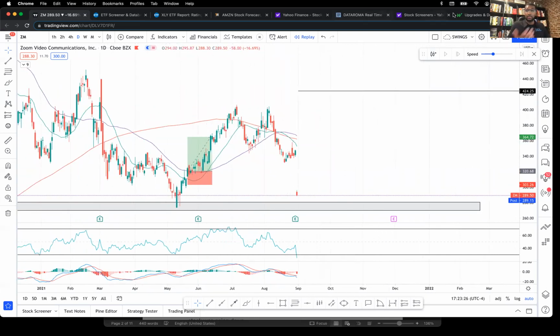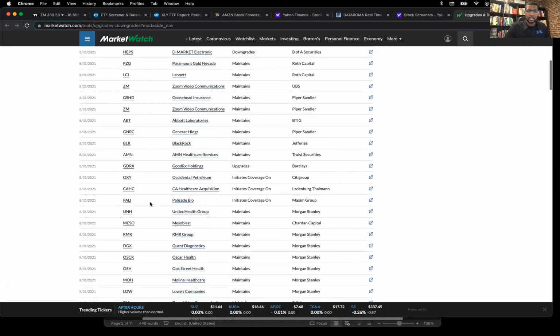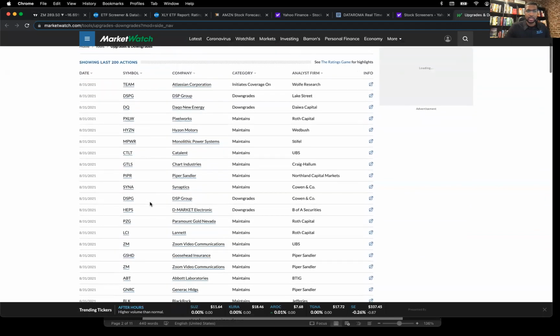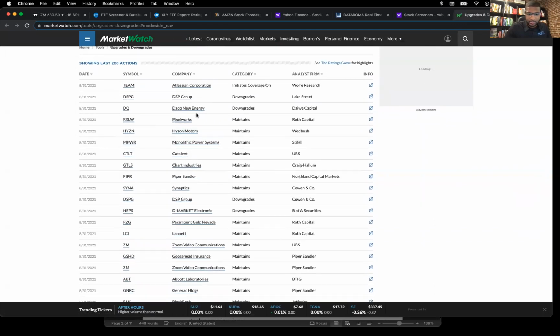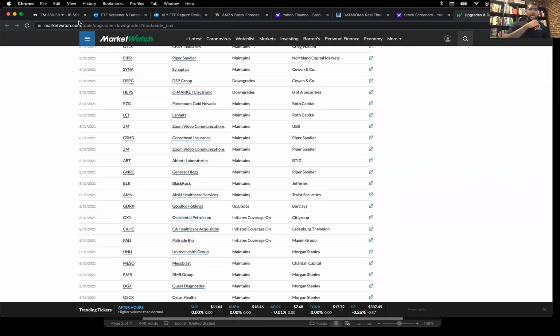All right, so now we're going back to the upgrade downgrade. So that maintain might have been non-effective today, right? Especially if there was a bullish outlook previously for UBS. Let's see if we can find something that has an upgrade and see if the price actually went up because of it. I see a lot of, okay, so here's an upgrade. Barclays upgrade on GoodRx Holdings. GDRX, let's look that up.